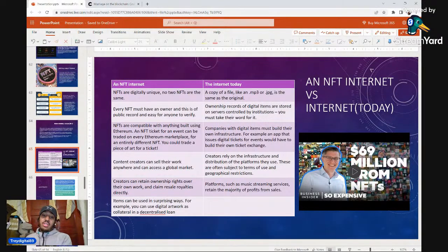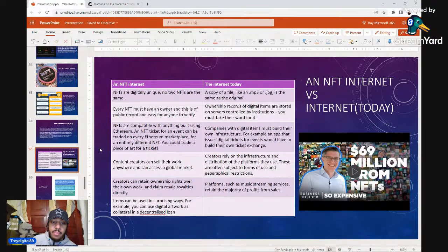A centralized system is controlled by one person who has power over all our assets. So that's one of the things we have to be mindful of: they have so much control of our assets. NFTs are compatible with anything built using Ethereum, and an NFT ticket for an event can be traded on an Ethereum marketplace for an entirely different NFT.